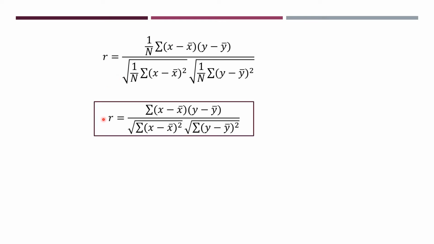So we get the first formula for the coefficient of correlation, or the Karl-Pearson's coefficient of correlation: small r is equal to summation of x minus x bar into y minus y bar upon square root of summation x minus x bar the whole square into square root of summation y minus y bar the whole square. This is one of the formulas for calculating the coefficient of correlation.